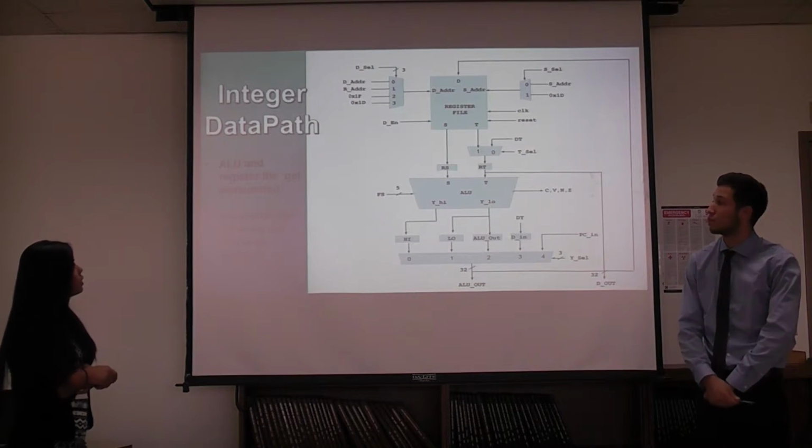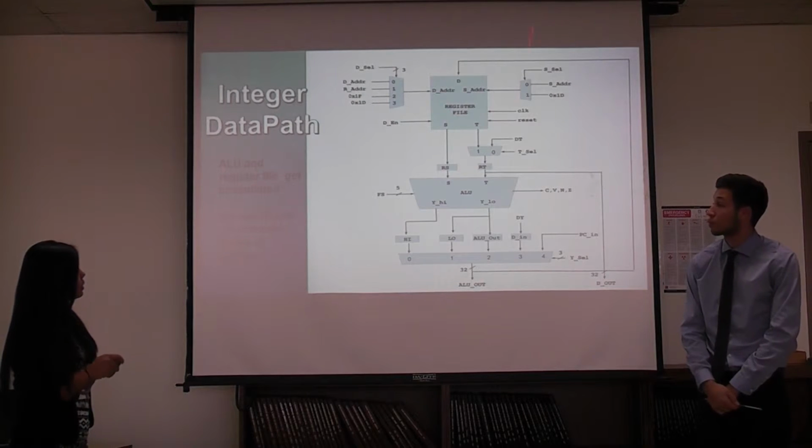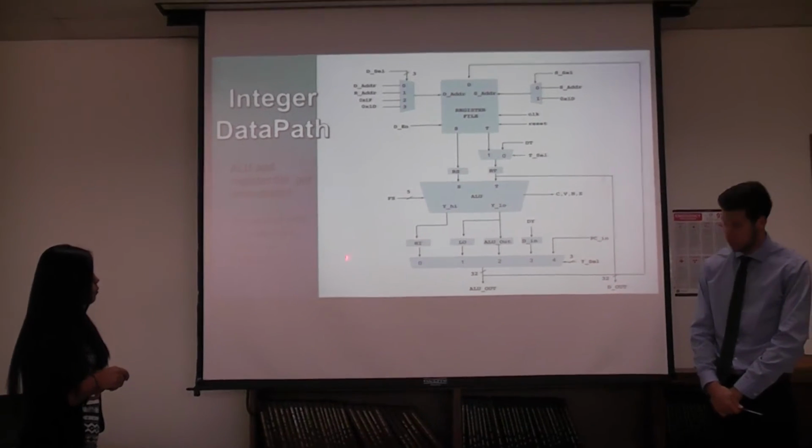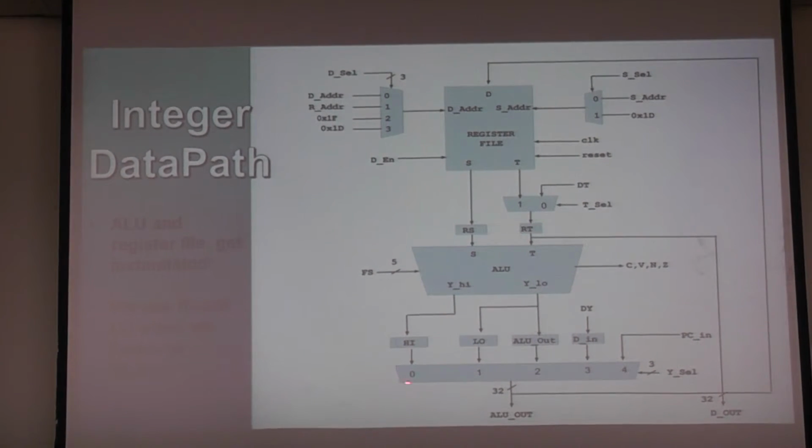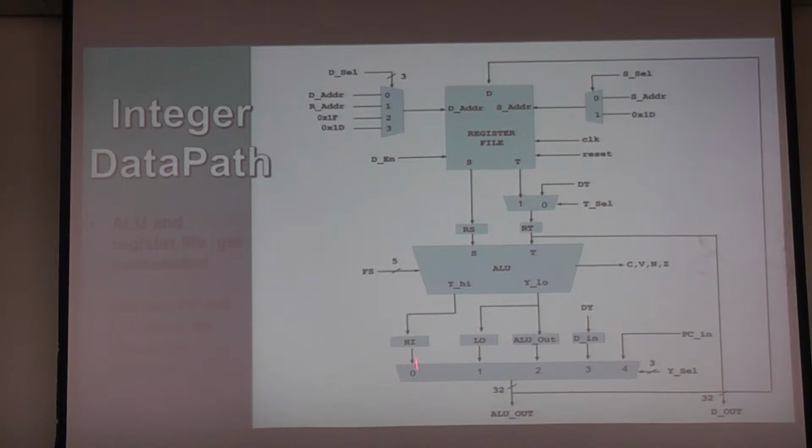Okay, so our integer data path instantiates the LEU and the register file. As you can see here, we also have 2 registers, which are only used when we are doing a divide or a multiply. This helps us contain our 64-bit answer. And in the case of divide, the remainder is stored into one of these registers, and then in the high register we store the quotient.